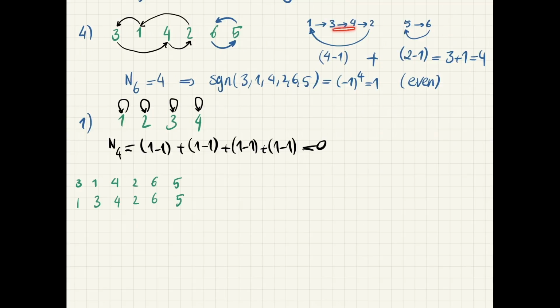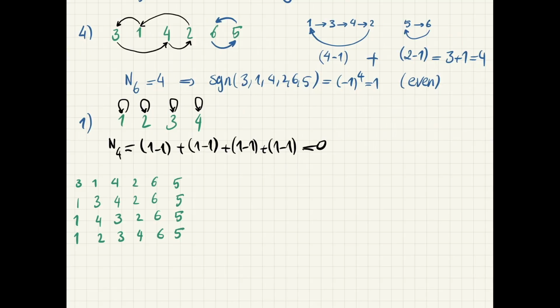Okay, and now go to the next step. 3 and 4 should be interchanged. Here is 3, here is 4, I need to interchange them. So I put 4 here, 3 here, and then I keep everything as before. Yes? And then I go to the next step. 4 and 2 should be interchanged now. Here is 4, here is 2, I interchange them and I keep everything as before. So this 2 goes here, 4 goes there, I will keep 1, 3, and 6, and 5.